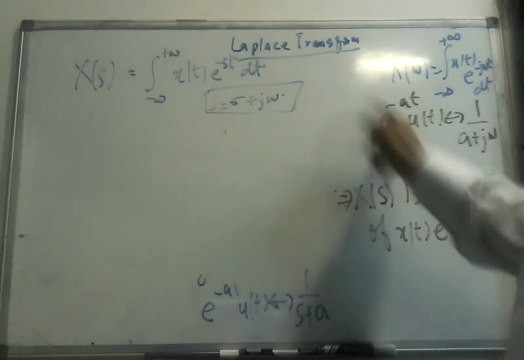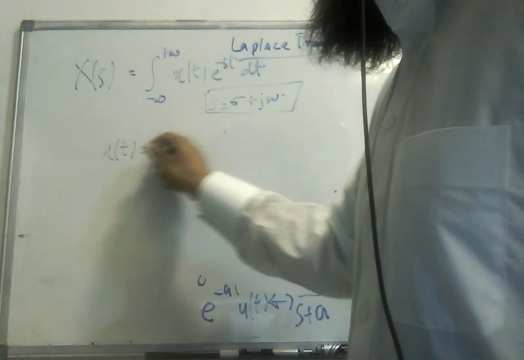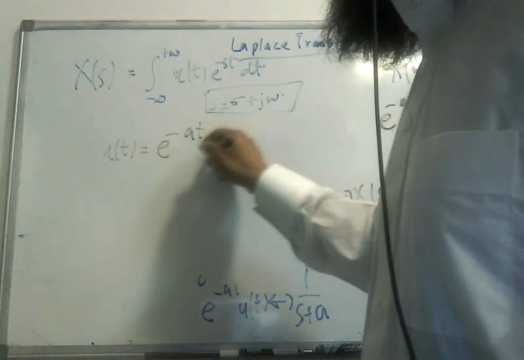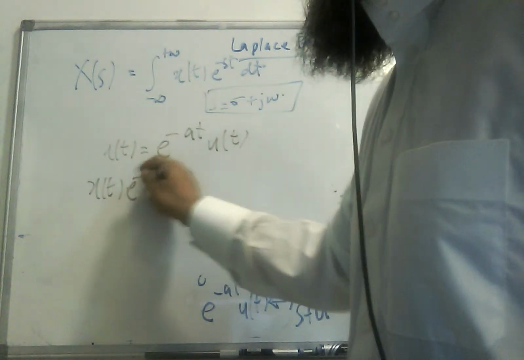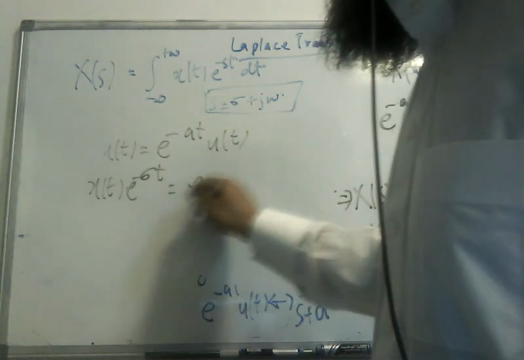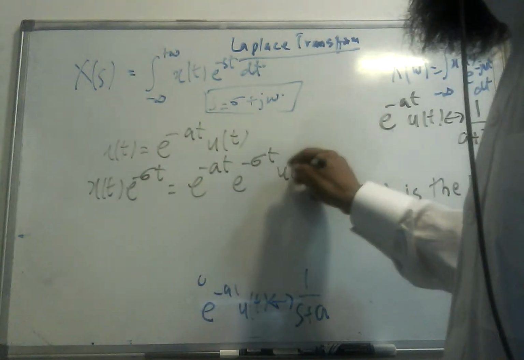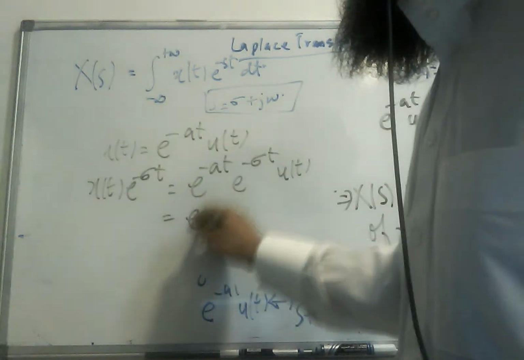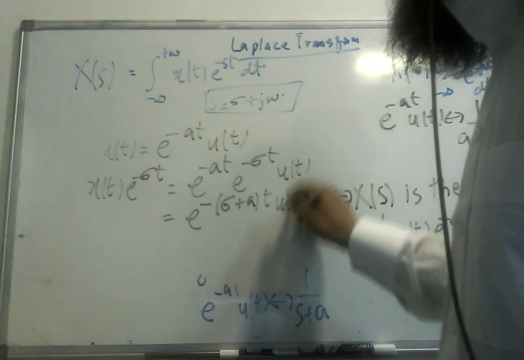So now the same example actually. x of t is equal to e raised to the minus at u of t. Now x of t e raised to the minus sigma t is equal to e raised to the minus at e raised to the minus sigma t u of t, which is equal to e raised to the minus sigma plus a t u of t.